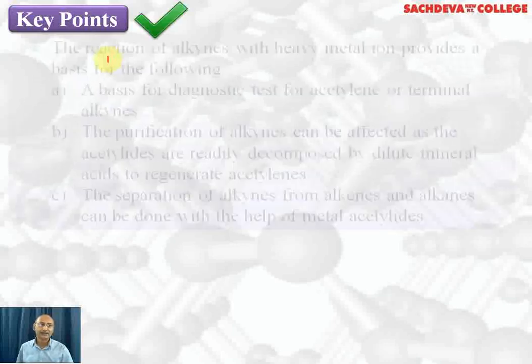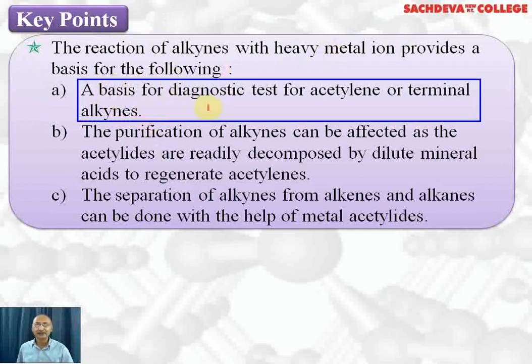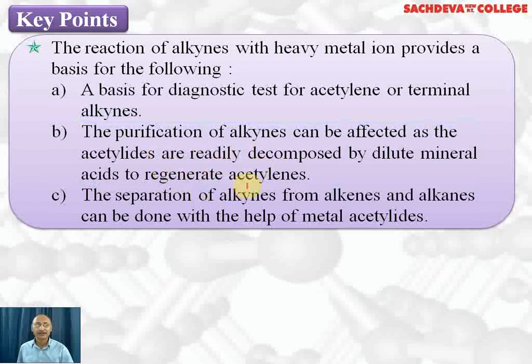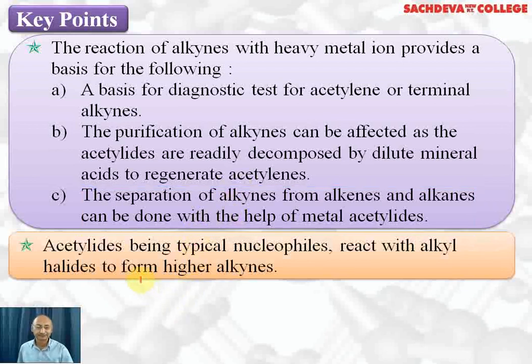Let's take up some key points. The reaction of alkynes with heavy metal ions provides a basis for the diagnostic test for acetylene or terminal alkynes. The purification of alkynes can be effected as acetylides are readily decomposed by dilute mineral acid to regenerate acetylene. So if we want to separate alkynes from a given mixture, we can use this reagent and regenerate alkynes back. The separation of alkynes from alkenes and alkanes can be done with the help of metal acetylide.